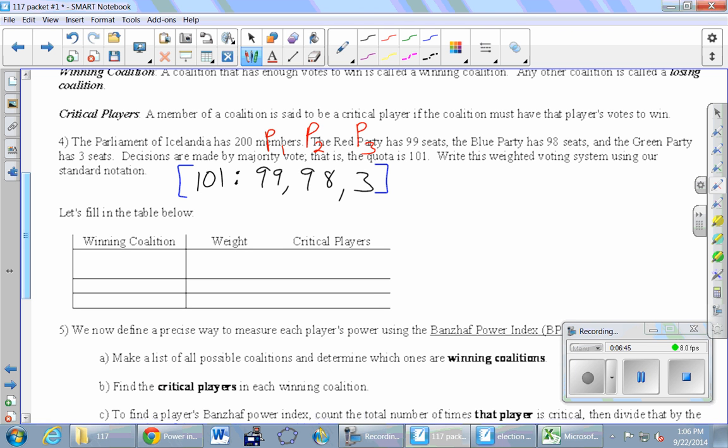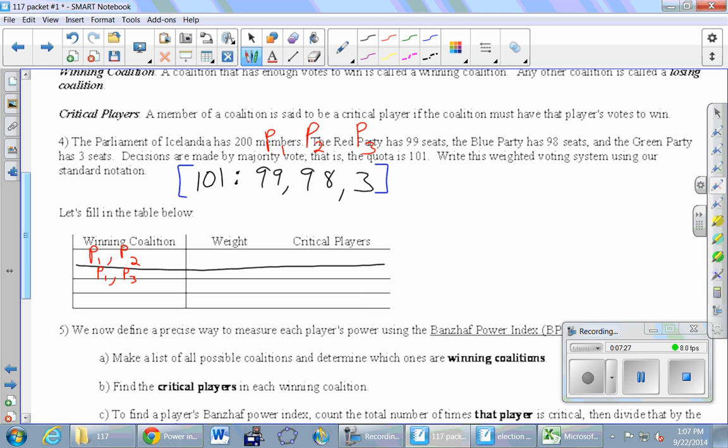And we're going to list all of the winning pairs of people. So for example, P1 and P2, do they have enough votes to pass something? Sure they do, by a wide margin. So we'll list P1, comma, P2. That is a winning coalition. Let's look at another pair. P1 with P3, did they have enough? They do, right? You don't need to have enough by a lot. You just need enough. 99 and 3 is 102. That's enough. So P1 with P3 is good.